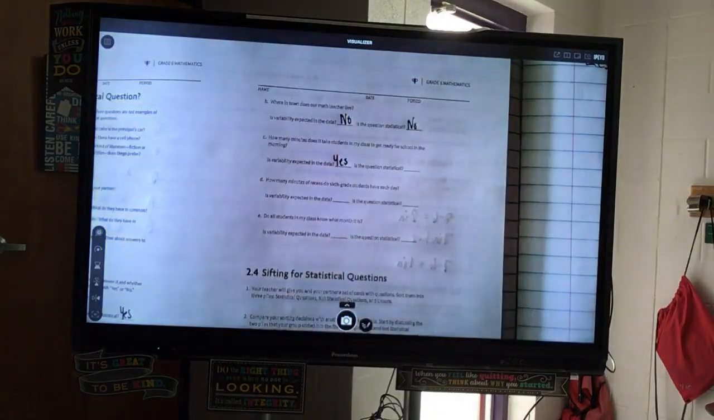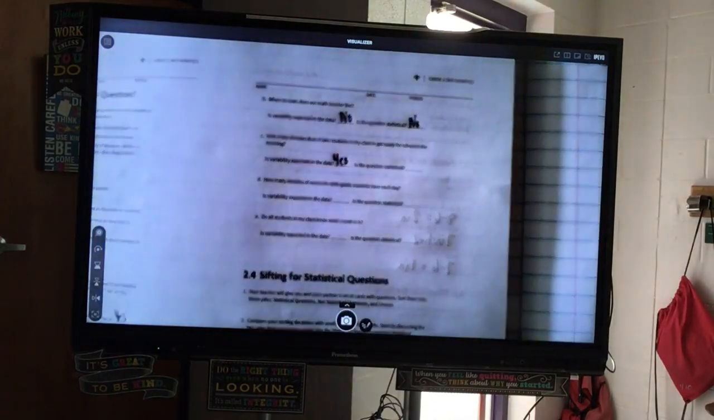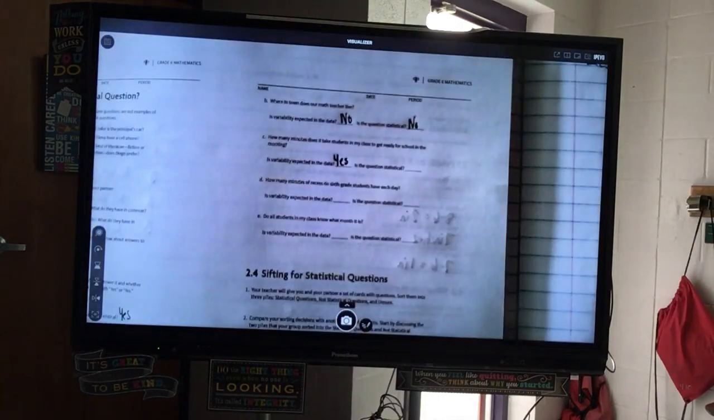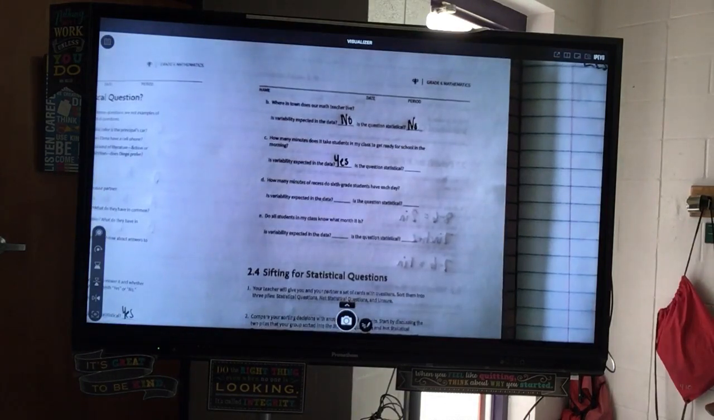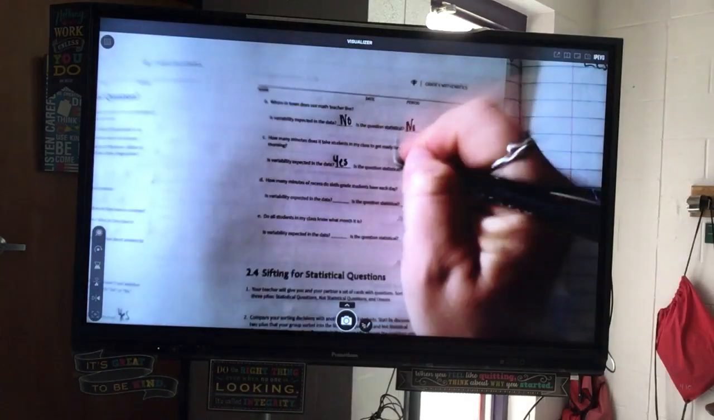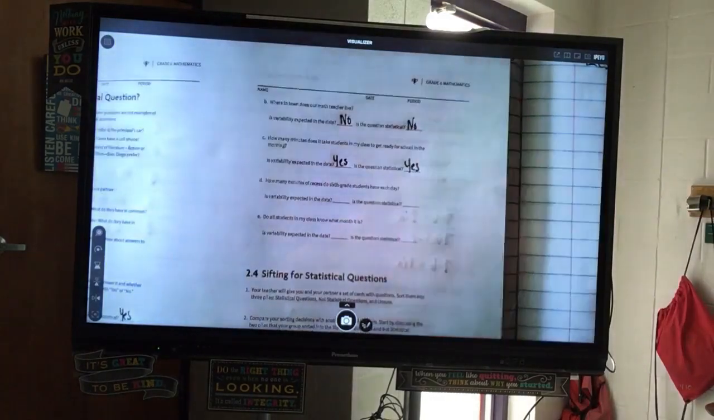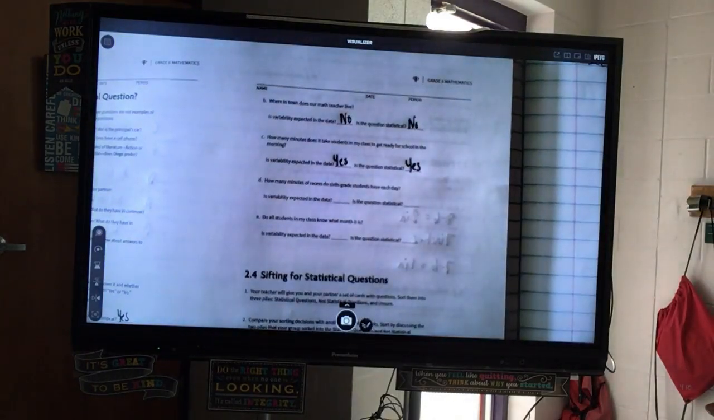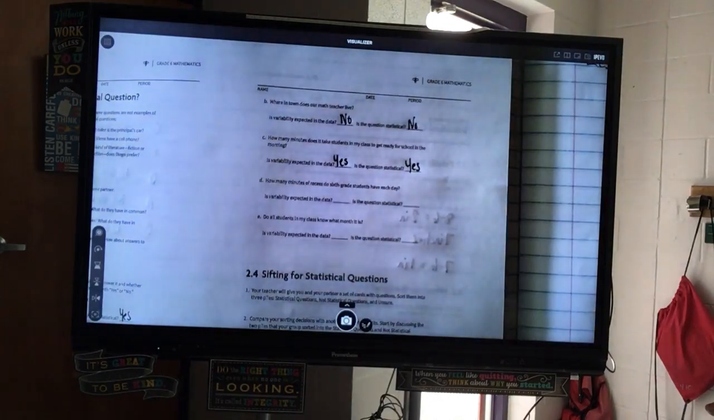All right, have a seat. Stand up if you said this was a statistical question. All right, have a seat. How many minutes of recess do sixth grade students have each day?